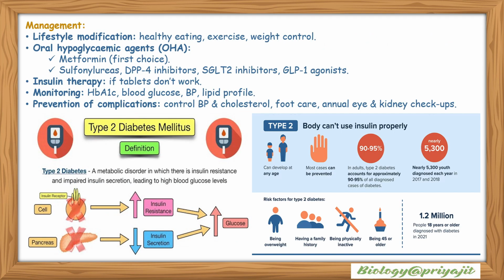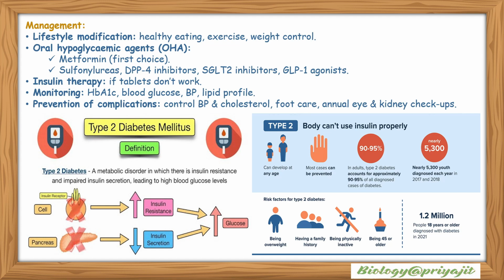Management: lifestyle modification, healthy eating, exercise, weight control, etc. This is the process of management. Oral hypoglycemic agents, OHA: metformin is the first choice, but sulfonylureas, DPP4 inhibitors, SGLT2 inhibitors, GLP1 agonists are also used as oral hypoglycemic agents. Insulin therapy if tablets don't work.